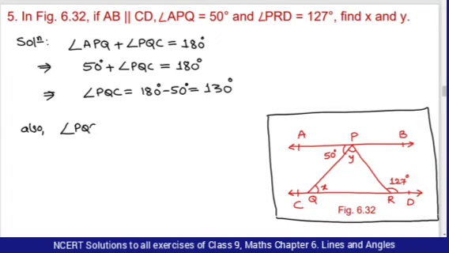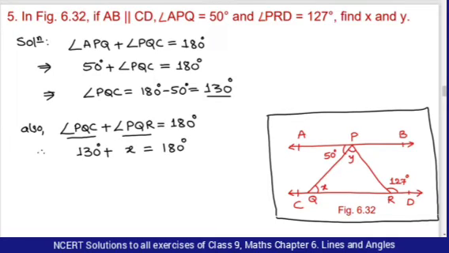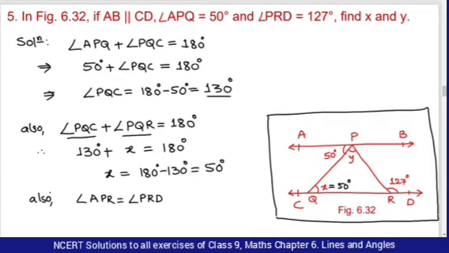Also angle PQC plus angle PQR is equal to 180 degrees. Therefore 130 plus X is equal to 180 degrees. Then angle X will be 180 minus 130, that is 50 degrees. Also angle APR is equal to angle PRD because both are alternate interior angles.